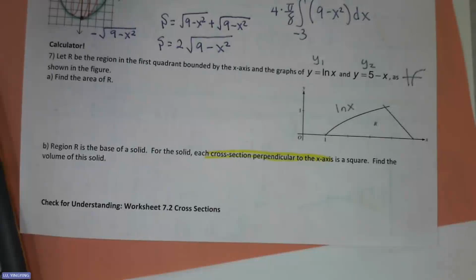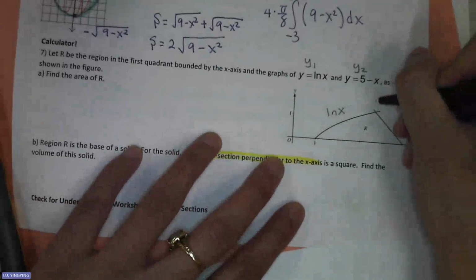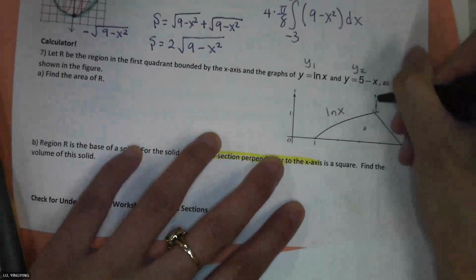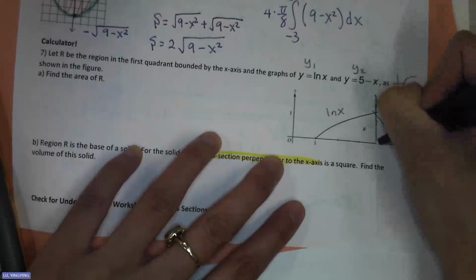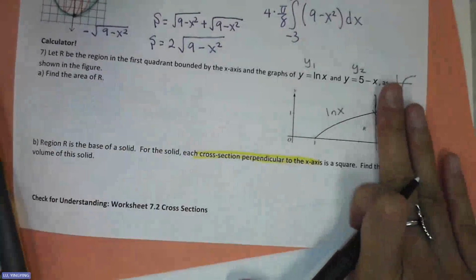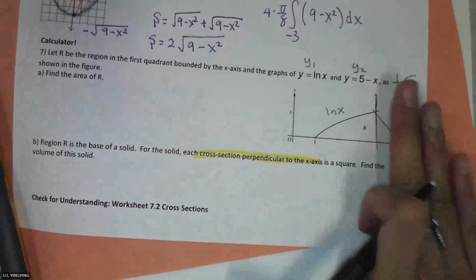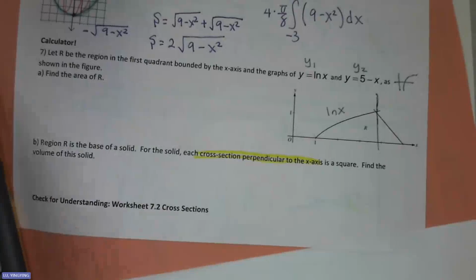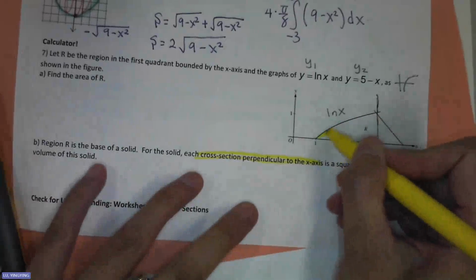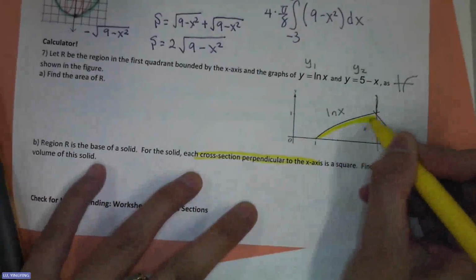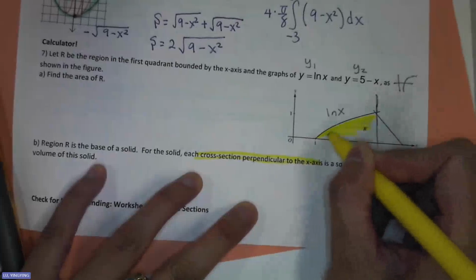It's like 1 to something. Wherever they meet. Correct. Because there are two different top minus bottom. Okay, so let me show you this for you. The yellow part, the top is the natural log of x. What's the bottom?